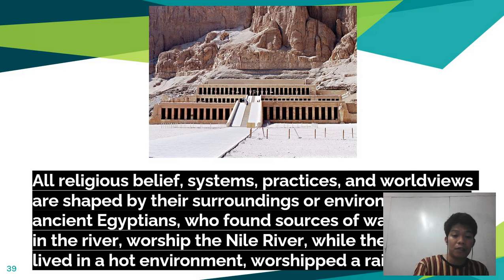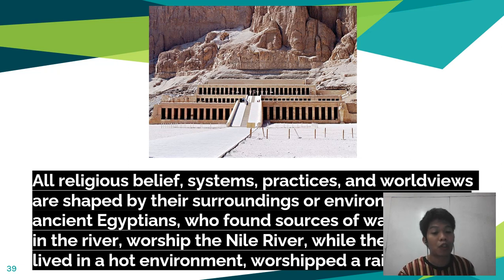All religious systems, practices, and worldviews are shaped by their surroundings or environment. The ancient Egyptians, who found sources of water and food in the river, worshipped the Nile River, while the Hindus, who lived in a hot environment, worshipped a rain god. The people in the ancient times usually worshipped the source of their food and livelihood. For example, the Nile River in Egypt was the main source for irrigation of their agriculture, so they implored themselves to worship it.